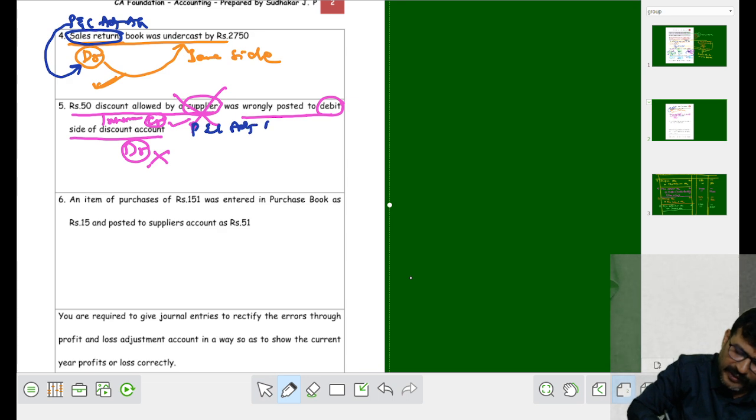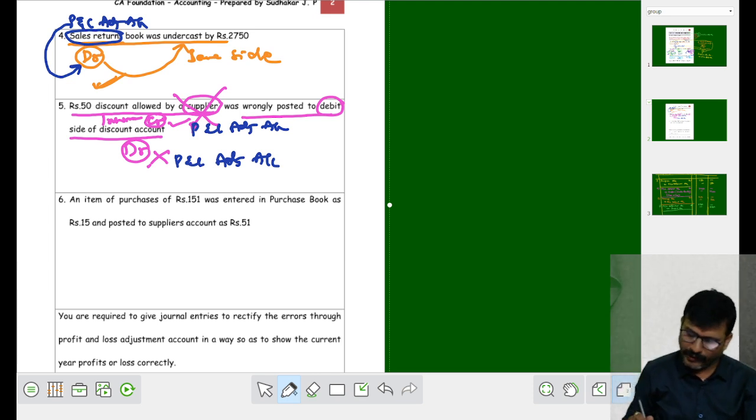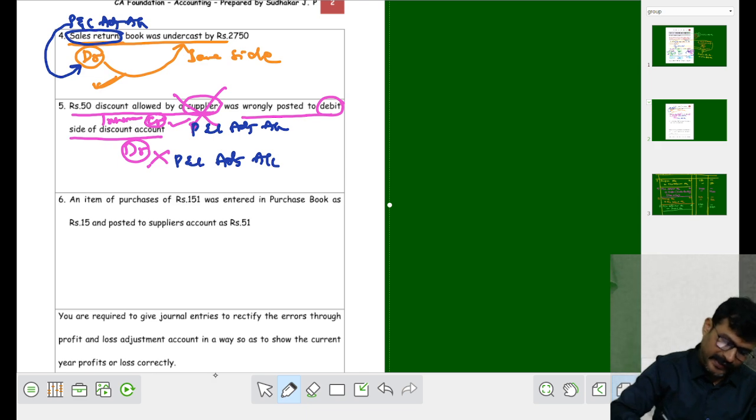Profit and loss adjustment account. Here also it is a discount, debited. It is also in the income and expenses category. It is also to be replaced with P&L adjustment account. Now tell me how to rectify. I told you the same thing. Keep the correct in the same place. Shift the wrong to the opposite place.